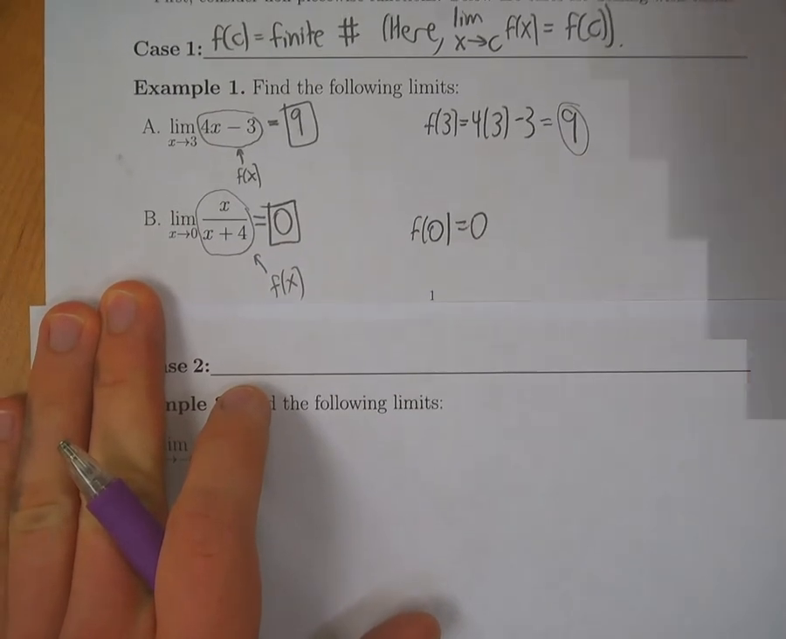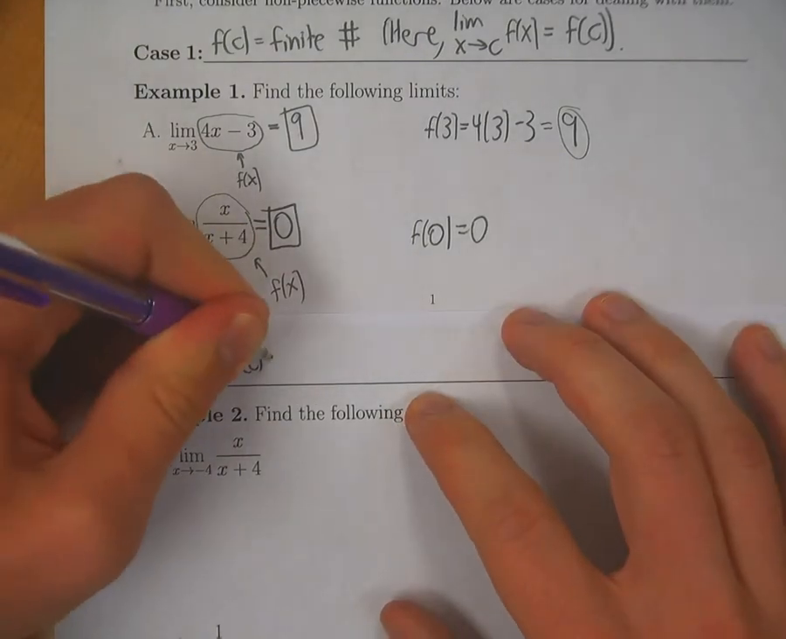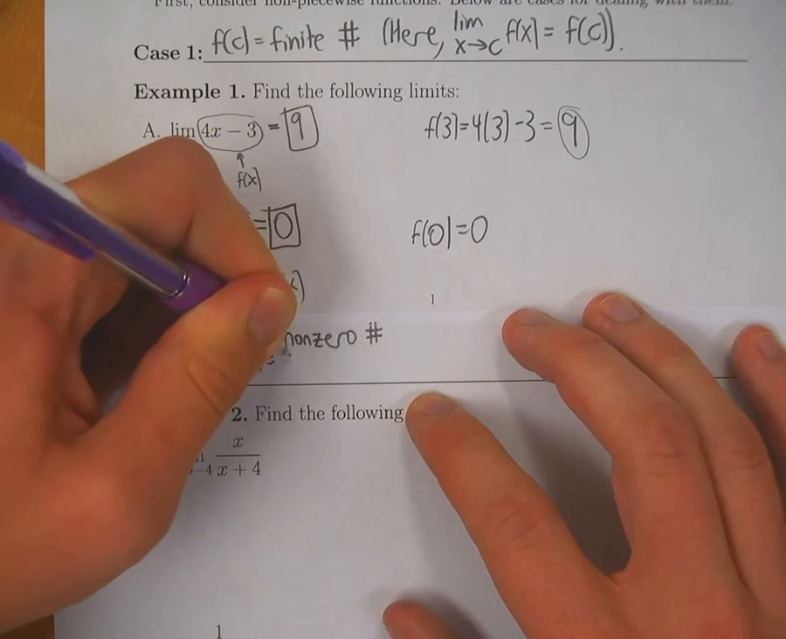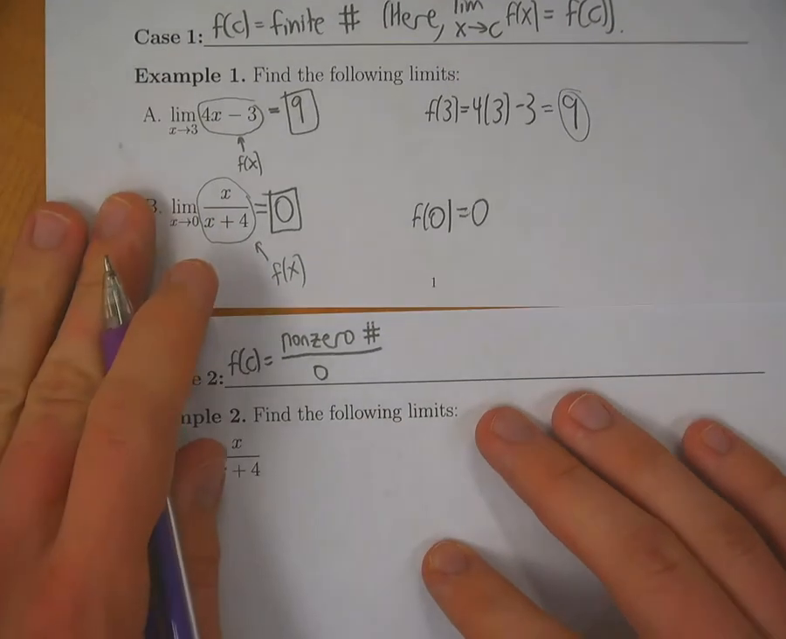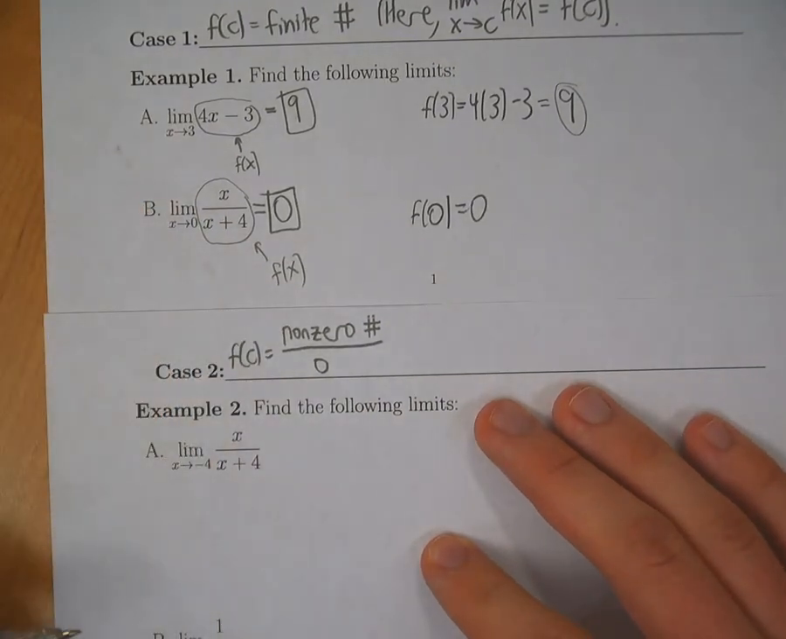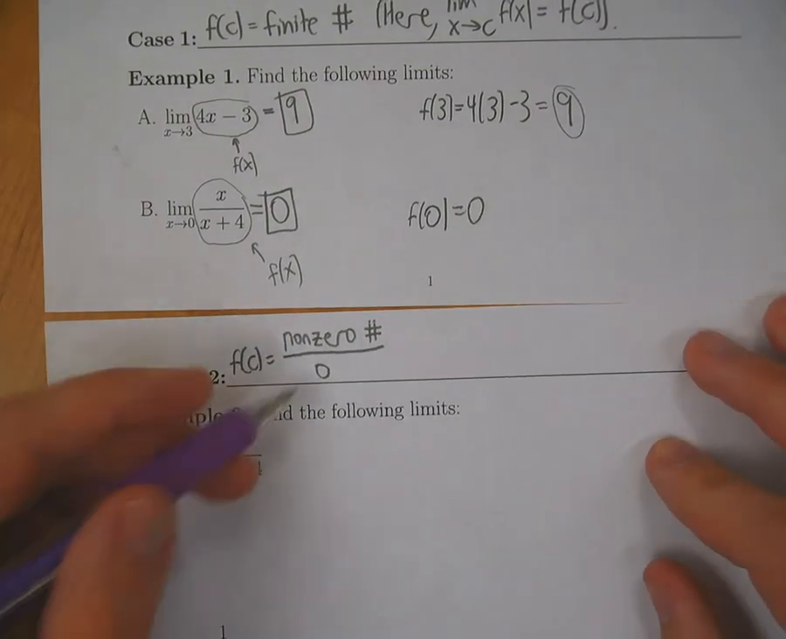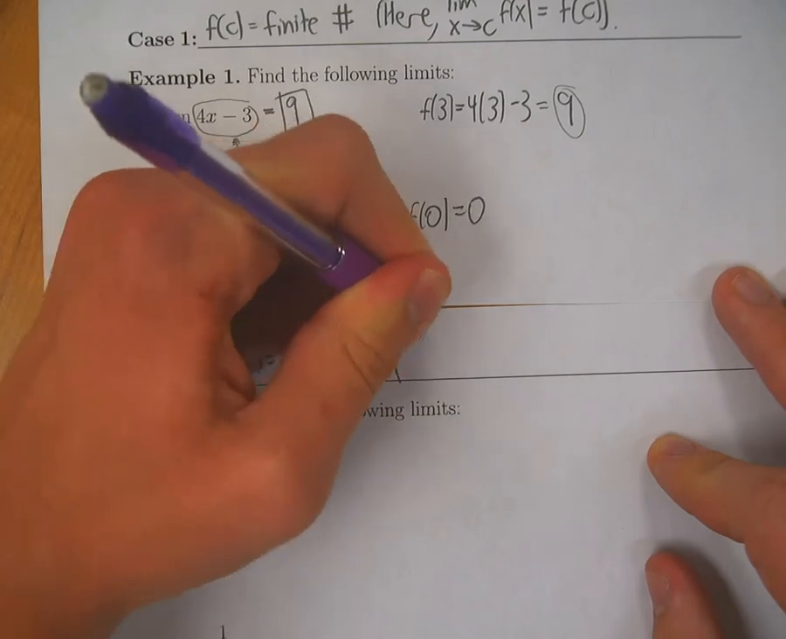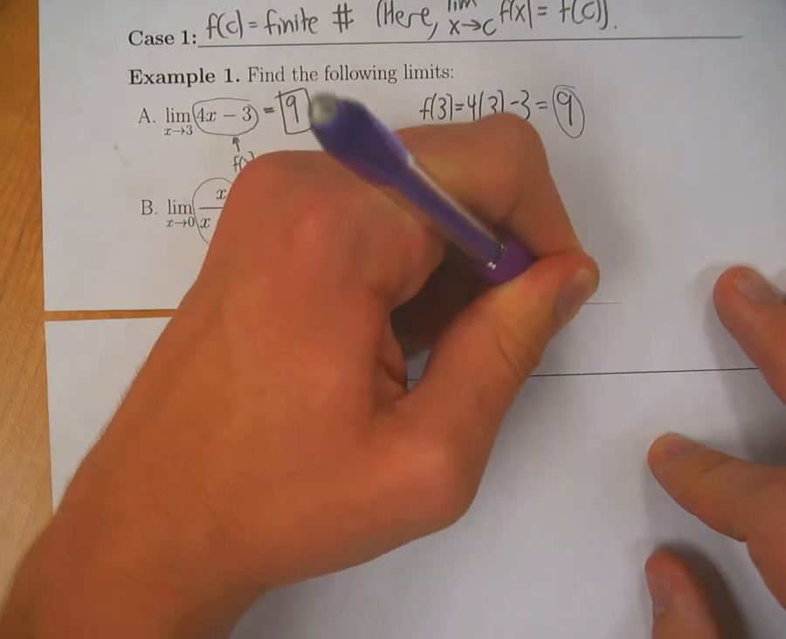So that's case 1. Now case 2 is where things get a little bit more crazy. So f of c, for case 2, is going to be a non-zero number divided by 0. So here is where things get a little crazy, because in this case, as you'll see in examples A and B, there's not really much you can do to simplify these. So you're kind of just stuck with whatever is happening downstairs, with the denominator equaling 0. So unfortunately, the only thing we can really say on this is that the one-sided limits are going to end up being plus or minus infinity.